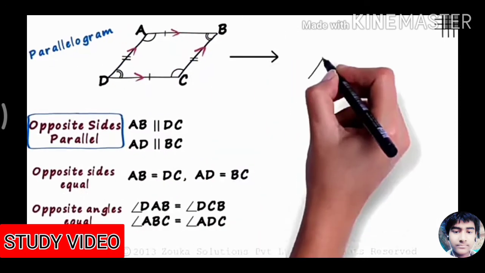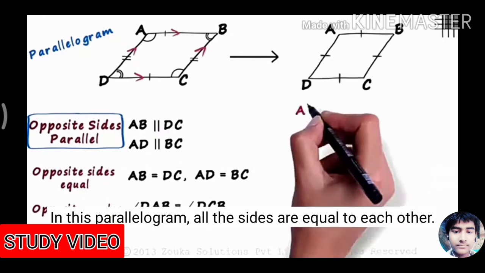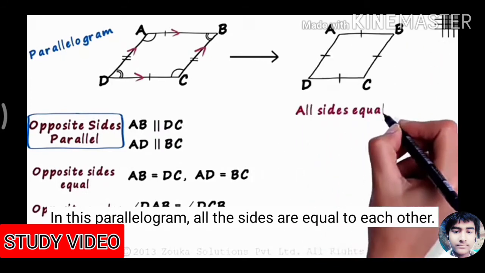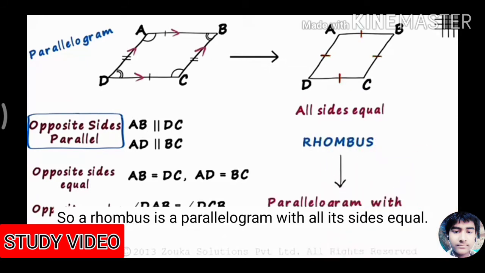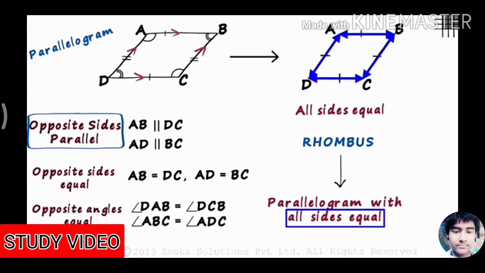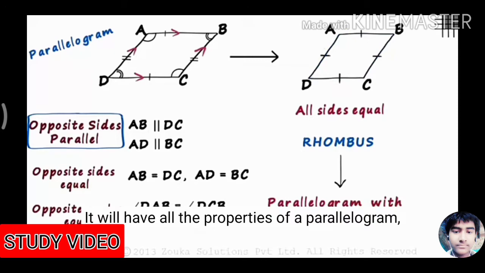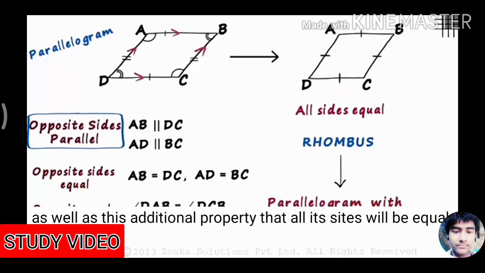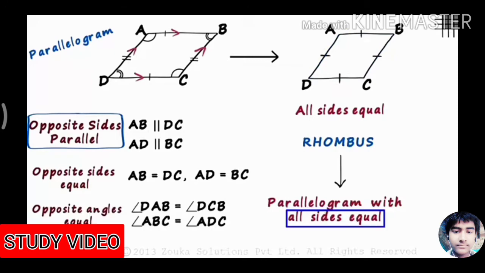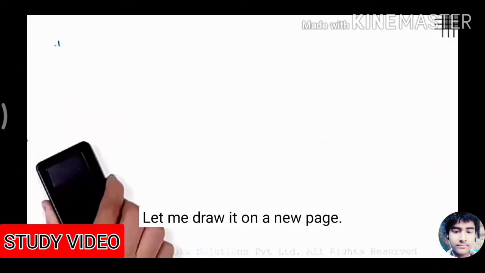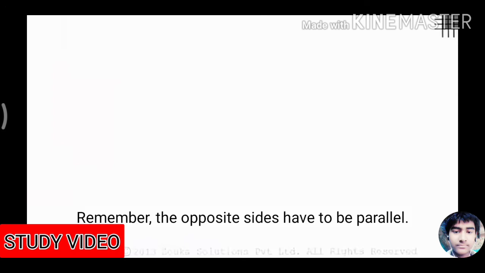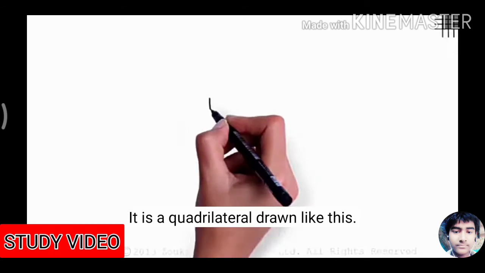The first pair of sides which are equal are AB and AD, and the second pair of equal lengths is CB and CD. Some definitions also say that the opposite sides of a kite are unequal. AD will not be equal to BC and AB will not be equal to CD. We have now covered the basics of trapezium and kite, and we will cover more types of quadrilaterals in the coming videos. It is a quadrilateral drawn like this.